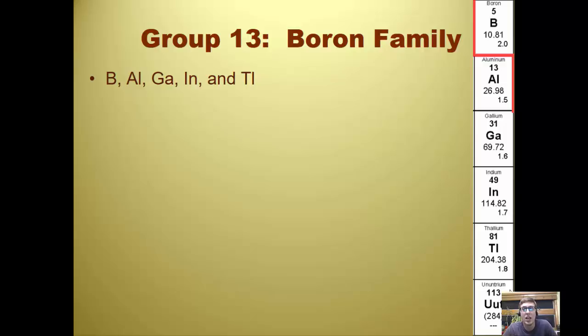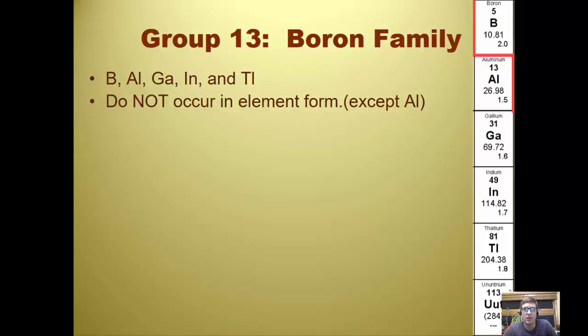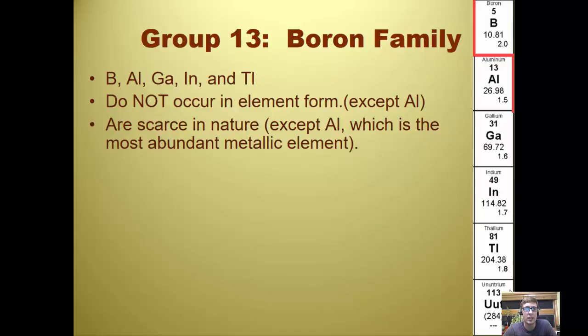You guys will see atoms get named in your lifetime, definitely, as we discover them, but they don't really have names just yet. They do not occur in the elemental form except for aluminum, which is the most abundant metallic element. It's very, very common in nature. The rest are scarce in nature.